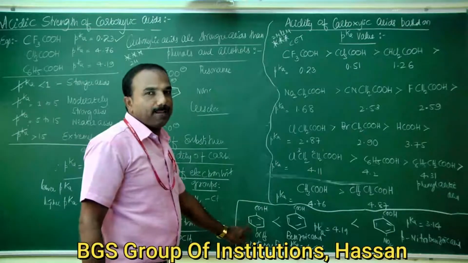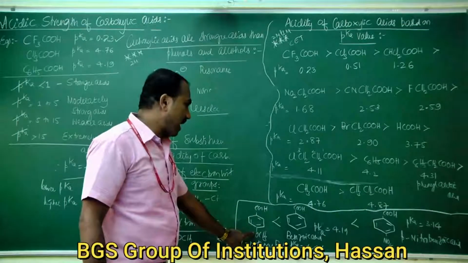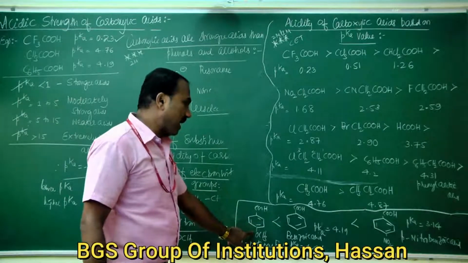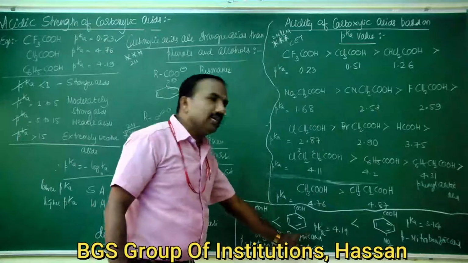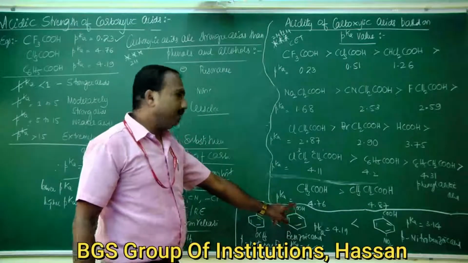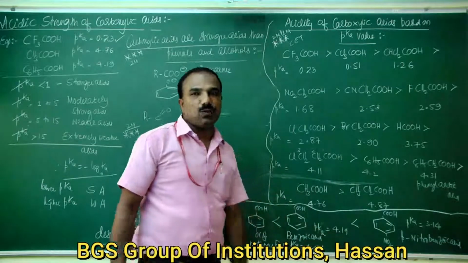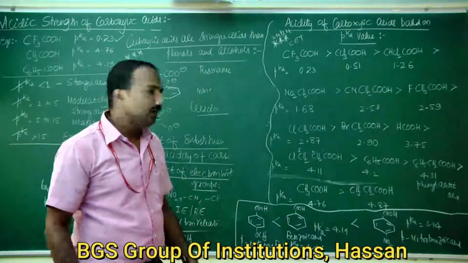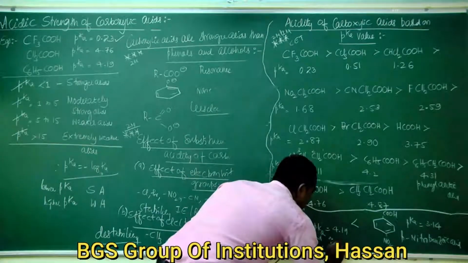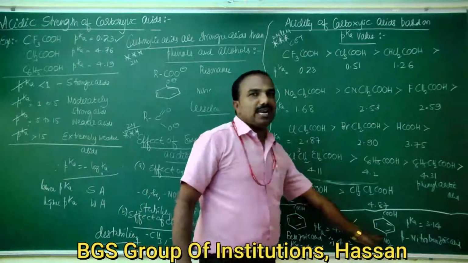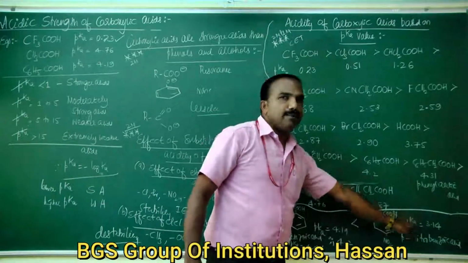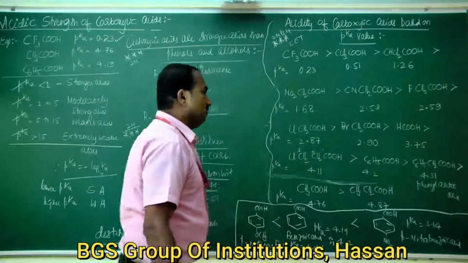So para methoxy benzoic acid, this pKa value is 4.46, greater than benzoic acid. pKa value of benzoic acid is 4.19 or 4.2. You can also write this as nearly equal to 4.2, greater than para nitro benzoic acid, pKa value is 3.14.